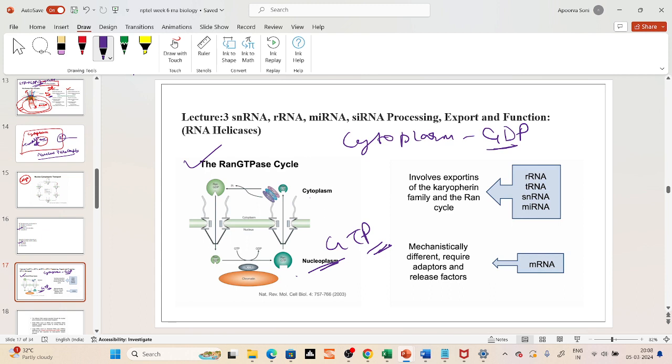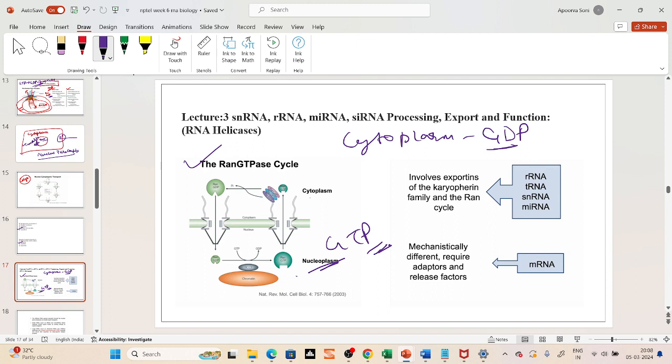So this is a cycle, so we can start from anywhere. Okay, from anywhere I will start. So this is your RAN GTP. RAN GTP means triphosphate. GTP means guanosine triphosphate. It means 3 phosphate groups are there. So when one phosphate group is removed, it is converted into RAN GDP. And this RAN GDP helps in the import of whatever things are there into the nucleus.